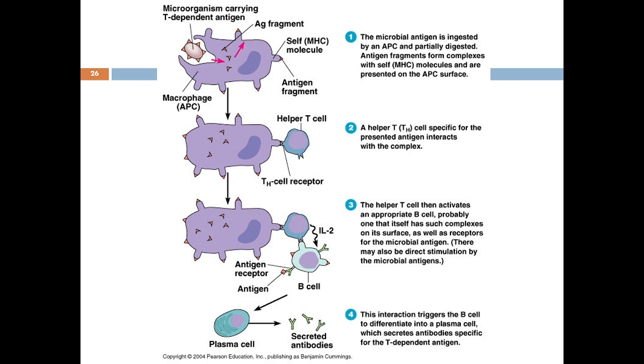Sometimes I like to give you several diagrams of these same kinds of complex mechanisms just to give you different ways to look at the same picture. But this essentially shows what we've just discussed. Engulfment of a microbe by an antigen presenting cell, presentation to helper T cells with that MHC complex. We have activation of the T cell, which then can in turn activate B cells, which can become plasma cells, which can then start to produce and secrete antibodies.